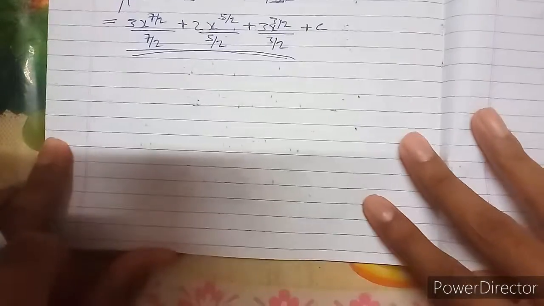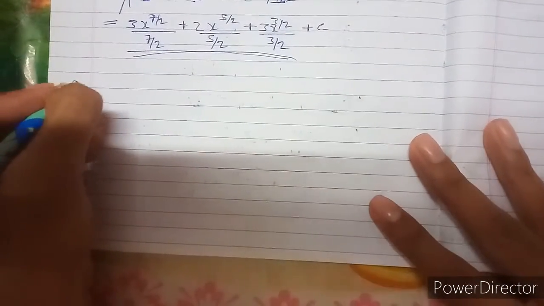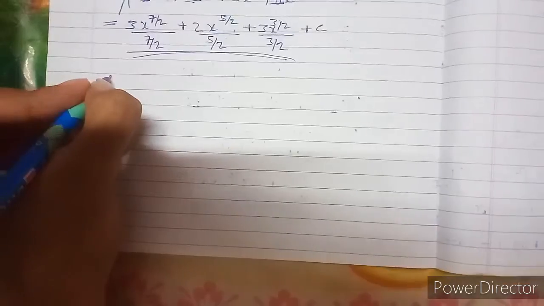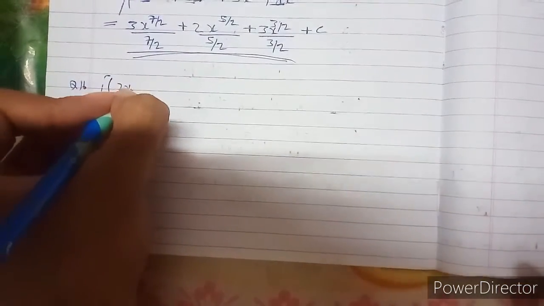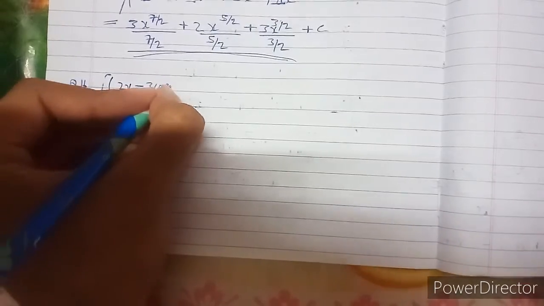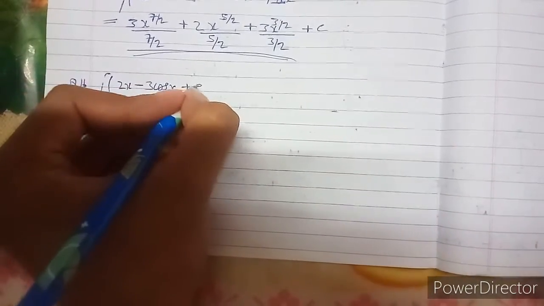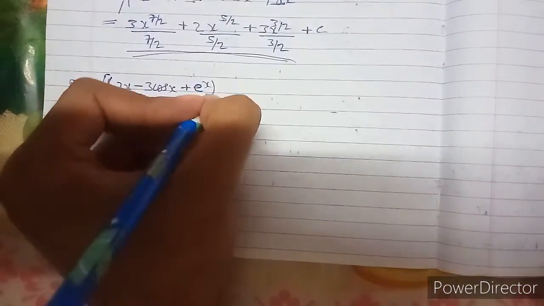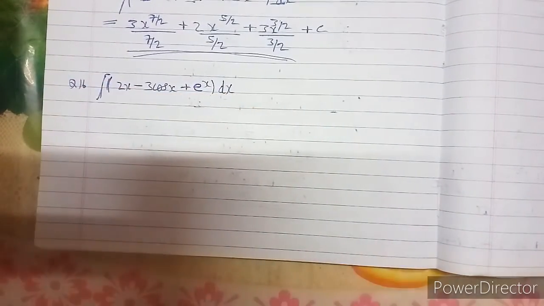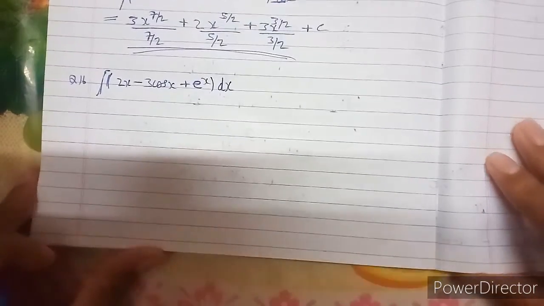Moving to our question number 16. What does our question number 16 say? It says that you have to integrate 2x minus 3 cos x plus e to the power x. So we have to integrate this. So it is a very easy question.